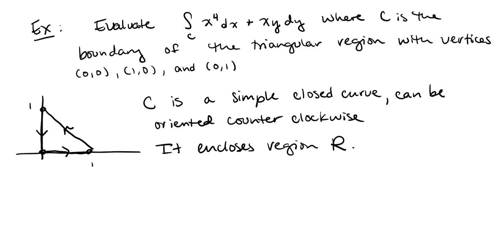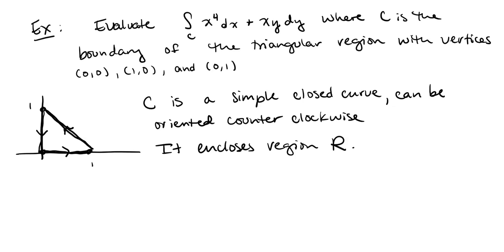Now we could just compute it as a line integral, but we would notice that this simple curve C is piecewise smooth, so we would have to split it up into 3 different portions. We'd really have to compute 3 integrals, doing the 2 legs of the triangle and the hypotenuse all separately.